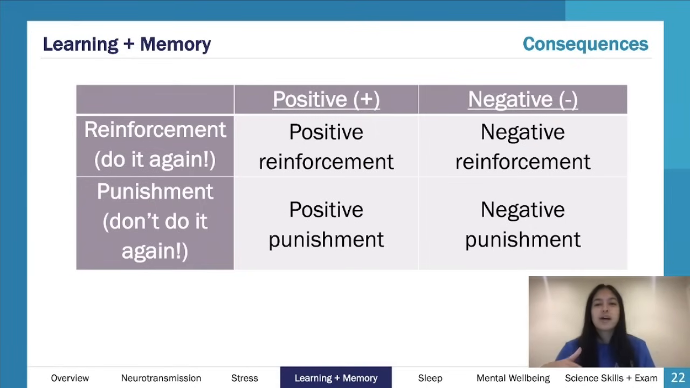So just think about it yourself. So negative punishment, I'm going to take something away. So think about, okay, someone's going to take something away from me and it's punishment. So I'm going to be less likely to do it again. What would someone take away from me that would make me not want this to happen again? Something that I love. You know, if someone was to take away my phone after I talked in class, I'm not going to want to talk in class again because I really like my phone.